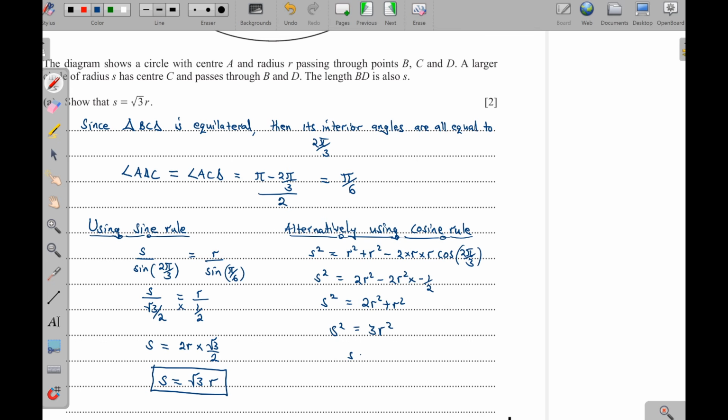Taking the square roots on both sides, then we shall have the square root of 3r squared. And this one is the same as root of 3 times the root of r squared. So root of r squared will give us r. That means s will be equal to the root of 3 times r. As simple as that. So you choose the one that is easier for you.